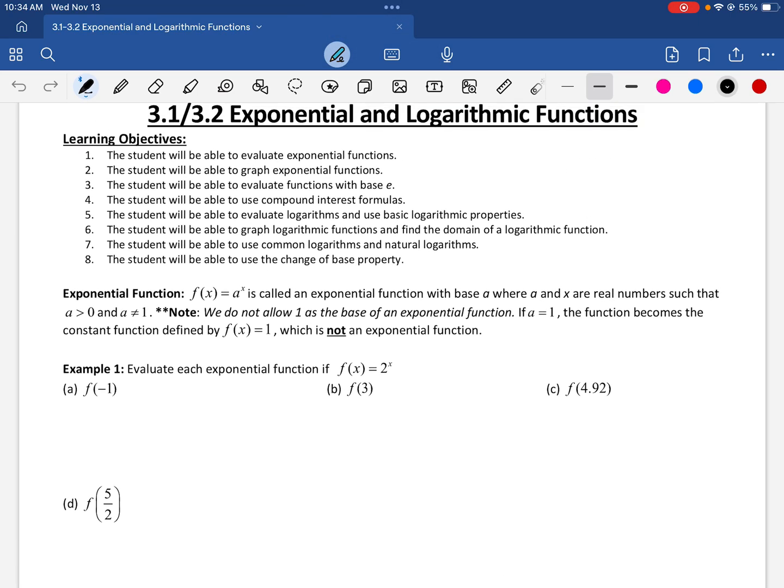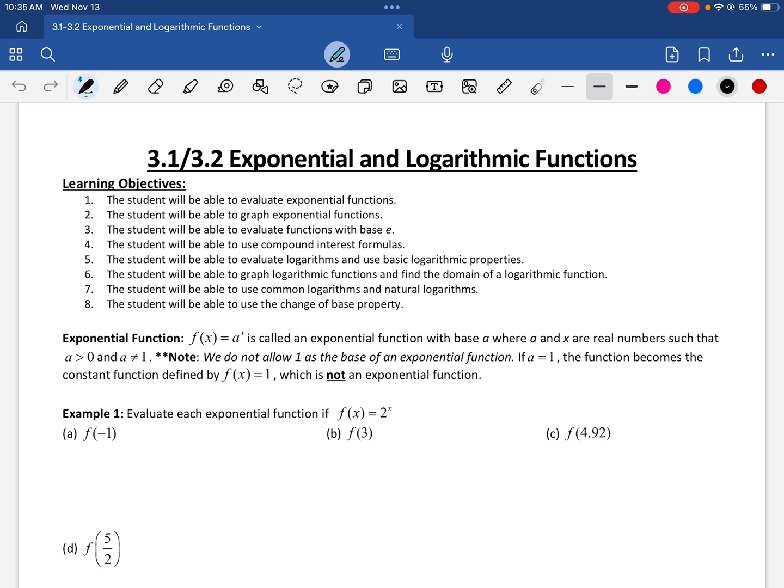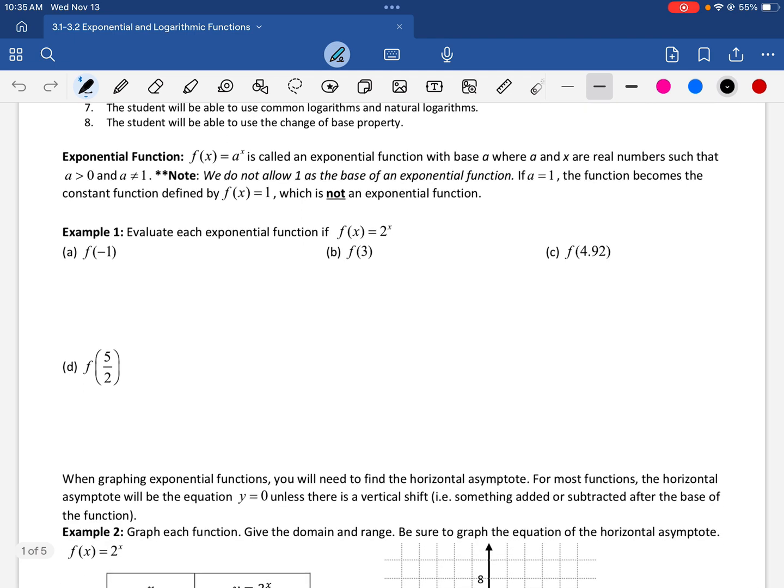All right, this is covering sections 3.1 and 3.2, looking at exponential and logarithmic functions. So starting out here with exponential functions, we're looking at something of the form f of x or y equals a to the x, where a is the base and x is a real number such that a is greater than 0 and a is not equal to 1.